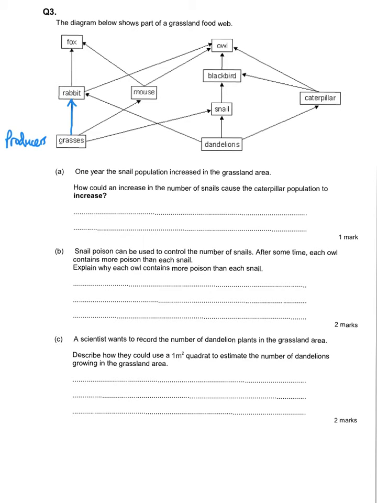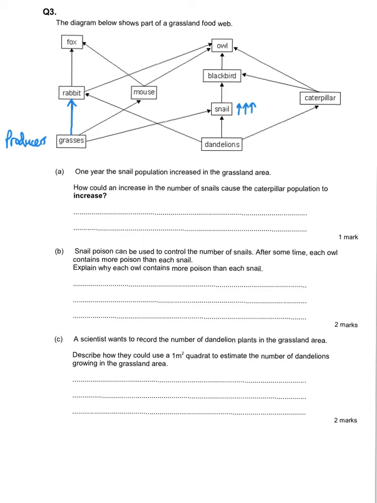Now the question: one year the snail population is increased in grassland areas. So let's just write a little upwards arrow for the snails. So snail population is increasing. How could an increase in the number of snails cause the caterpillar population to increase? Now, this doesn't feel obvious at first, but if you think about what affects the caterpillar population, the caterpillar population is affected by what eats the caterpillar.